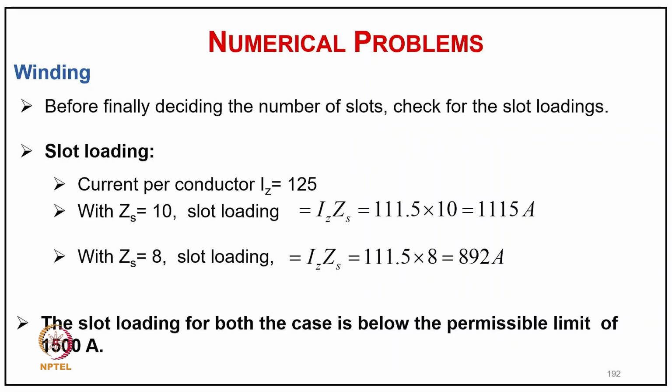Now before finally deciding the number of slots, check for the slot loading. So the current per conductor is 125 with ZS equal to 10. Slot loading is IZ into ZS, putting the values it comes to 1250 ampere, and with ZS equal to 8 it comes to 892. So the slot loading for both cases is below the permissible value of 1500 ampere.